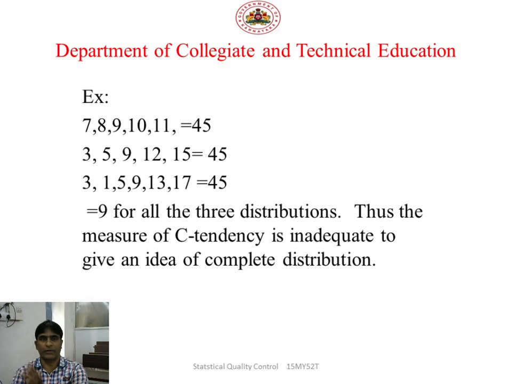Here also the total is 45. One more case we are having, the third case: 1, 5, 9, 13, 17. They are widely spread compared to the others. Here also the total is 45. So the mean, x bar, for all these sets of values is 9. Thus, the measure of central tendency is inadequate to give an idea of the complete distribution. So we call it the measure of dispersion.